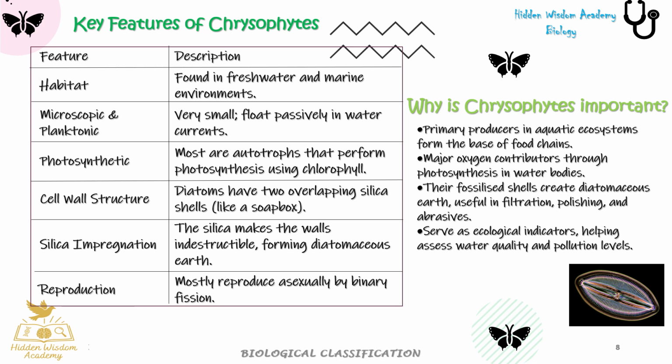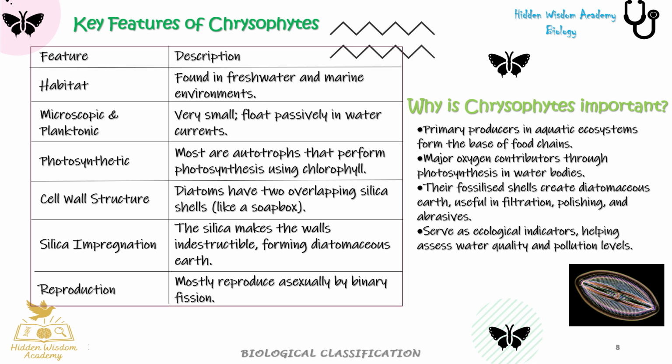4. Cell wall structure. Diatoms have two overlapping silica shells, like a soapbox. 5. Silica impregnation. The silica makes the walls indestructible, forming diatomaceous earth. 6. Reproduction in chrysophytes. They mostly reproduce asexually by binary fission.